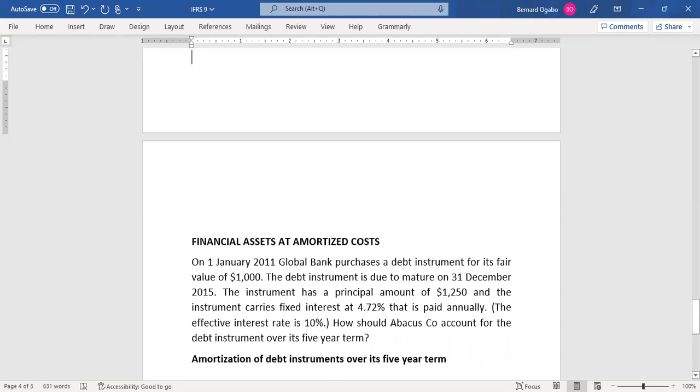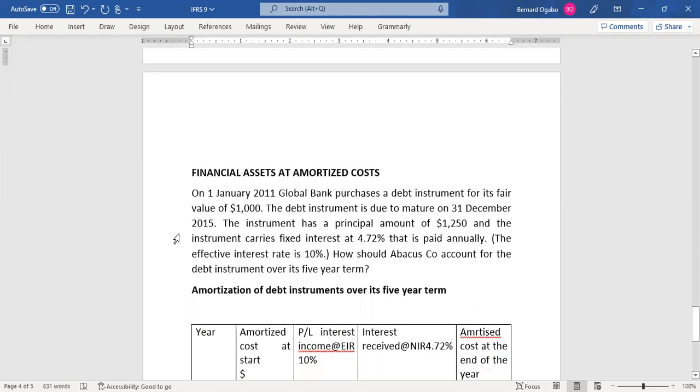So the question here is simple. On 1 January 2011, Global Bank purchases a debt instrument for its fair value of 1,000. The debt instrument is due to mature on 31st December 2015. The instrument has a principal amount of 1,250, and the instrument carries a fixed interest rate, which can also be called the nominal interest rate, or the par interest rate, that is paid annually.